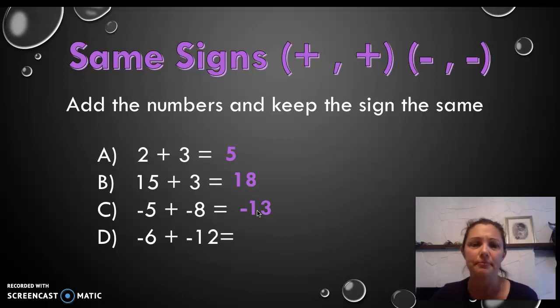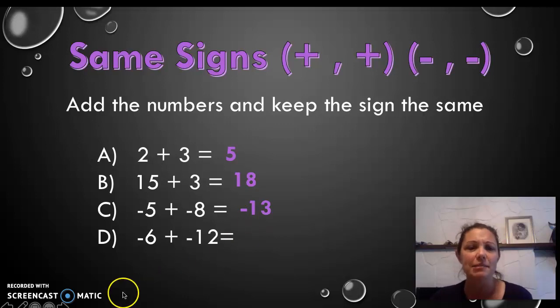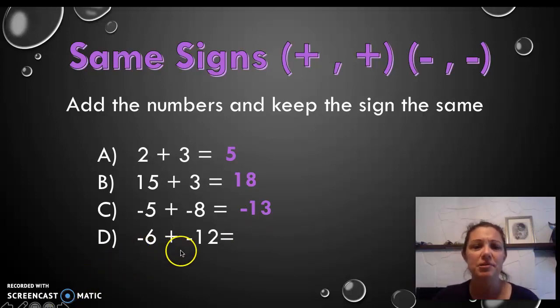Super easy, right? Our last example here, -6 plus -12. Well, they're both a negative.